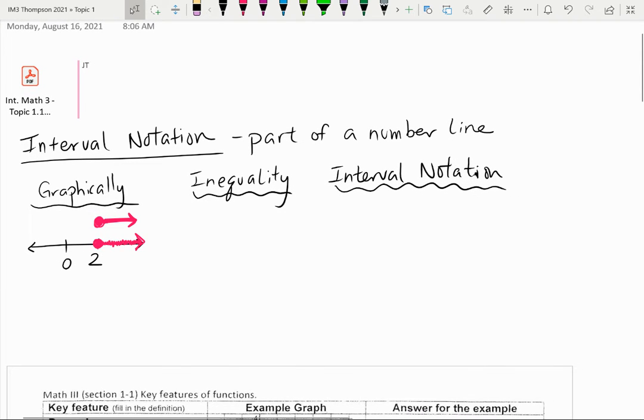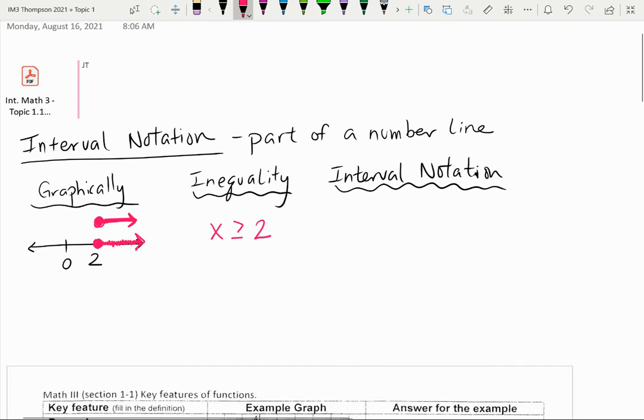So graphically, when we're talking about an interval of a number line, we could say something like all of these numbers, that is 2 and everything bigger than 2. When we write that as an inequality, we use a variable. X is greater than or equal to 2. Okay, so that's all the numbers that are larger than 2, and I have "or equal to" because I'm including 2.